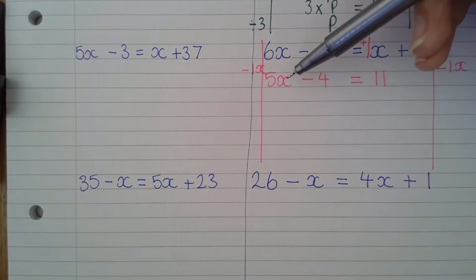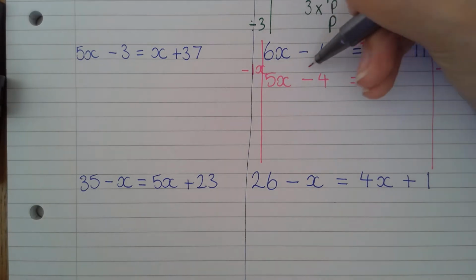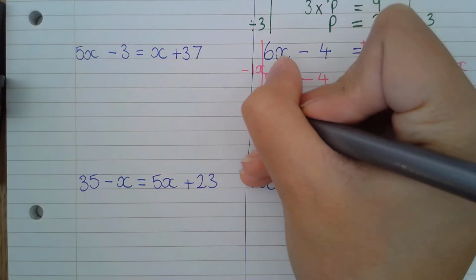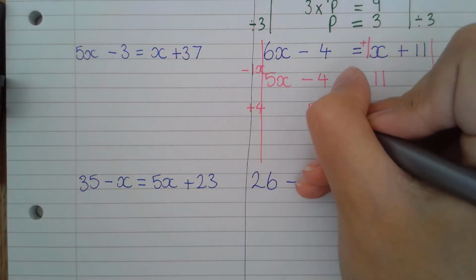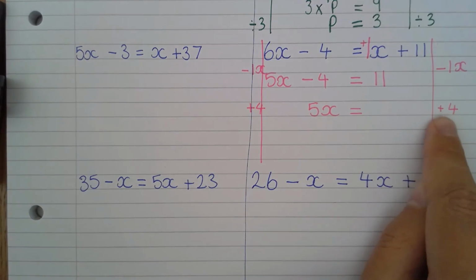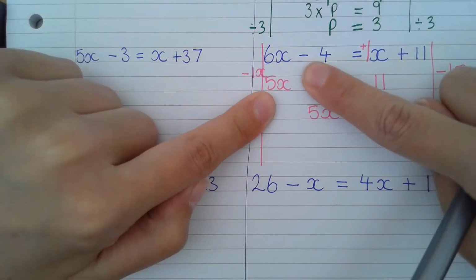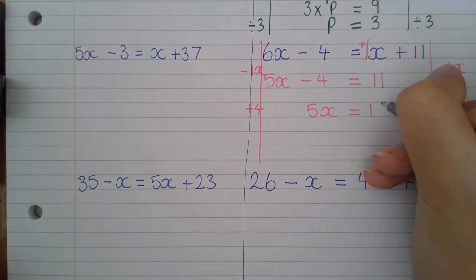So I've got all my x's on one side, so now I need to get all my numbers on the other side. So the opposite of take away 4 is add 4. So I've got 5x equals 11 add 4, because take 4 add 4, they disappear, so just 5x. And then 11 add 4 is 15.